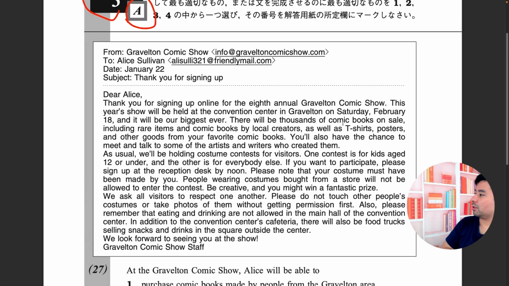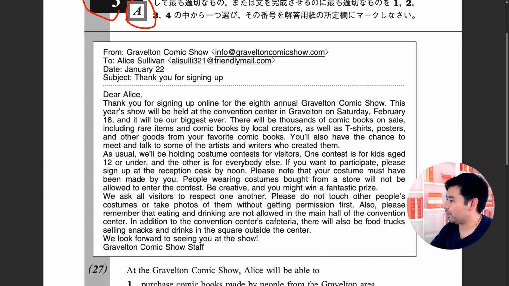The email is from Gravelton Comic Show, which is info at graveltoncomicshow.com, to Alice Sullivan, Alice Sully 321 at friendlymail.com, and the date is January 22nd, and the subject, the topic of the reading, is thank you for signing up. So probably someone has signed up for something. So let's go for that. Dear Alice, thank you for signing up online for the 8th annual Gravelton Comic Show.